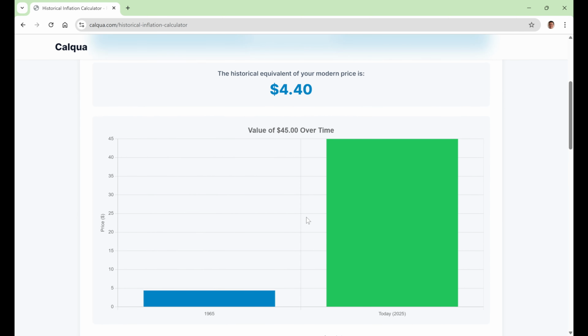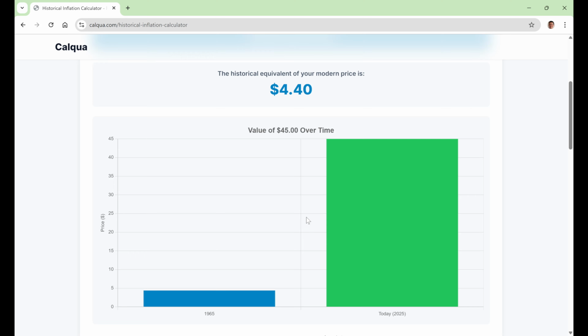The economy continued its expansion, and inflation began to pick up pace. When we calculate the equivalent value for our $45, we see a 1965 price of $4.40. The gap between historical and modern prices is widening, showing a more accelerated rate of inflation compared to earlier decades. The cost of everything from housing to food was climbing steadily, a trend that would become a major concern in the following decade.